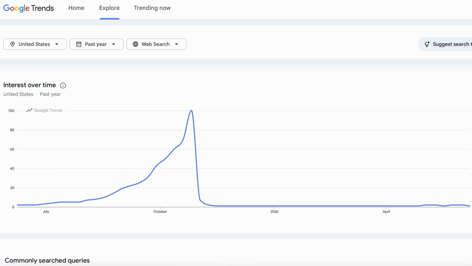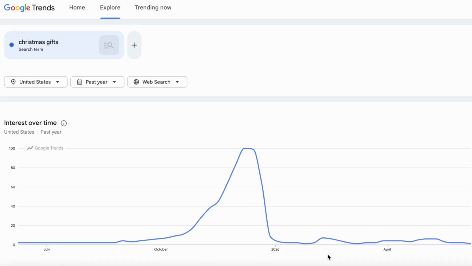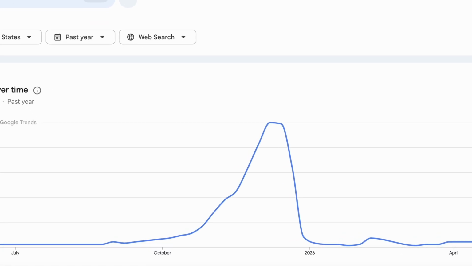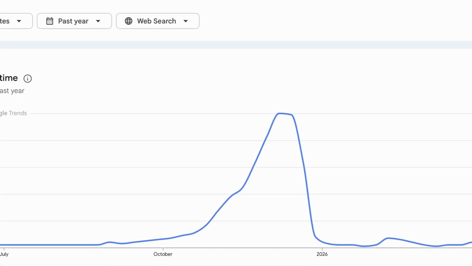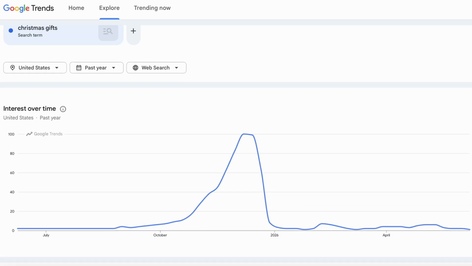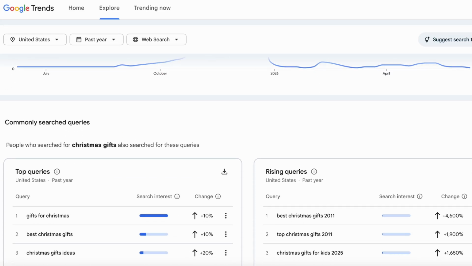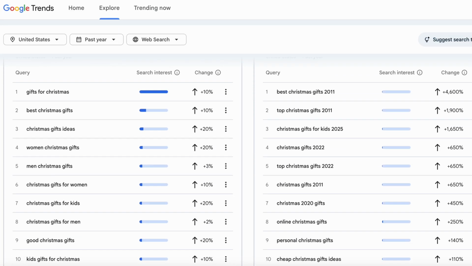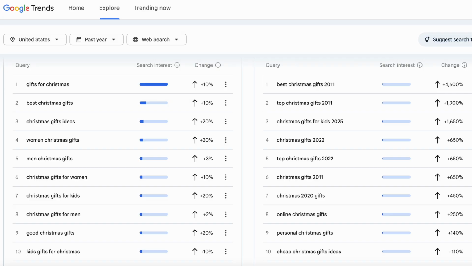Find the start of the upward curve, then count back 6 to 8 weeks. That gives you a better idea of when to start selling for this year. Christmas products, summer gear, Halloween items, back to school products. The ramp up is often predictable, but Google Trends makes that timing much easier to see.